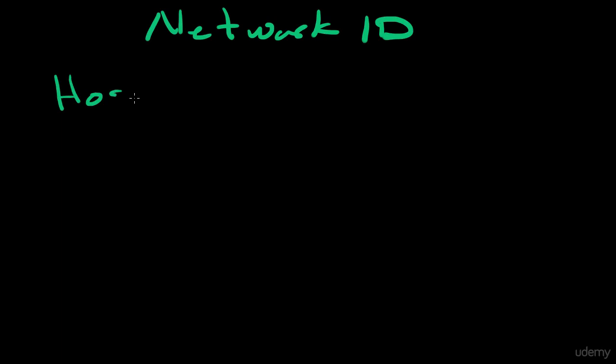The first one is the network ID. We have seen this number before, but I've never truly defined it for you. The network ID is the IP address where the host ID bits are all zeros.